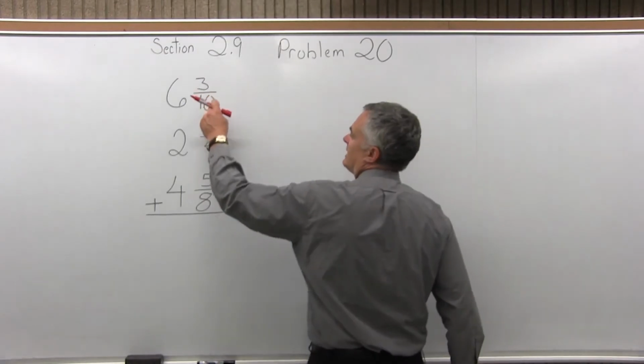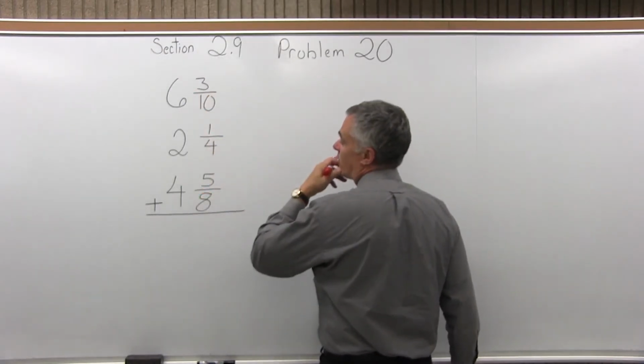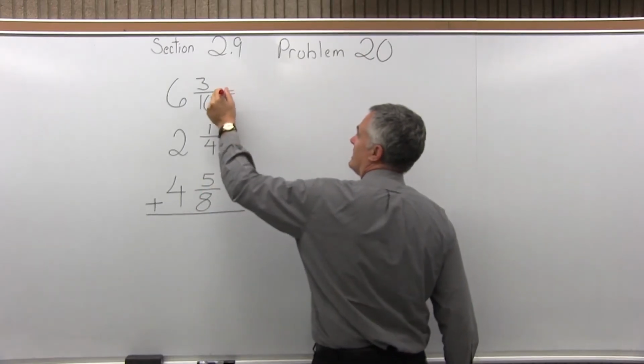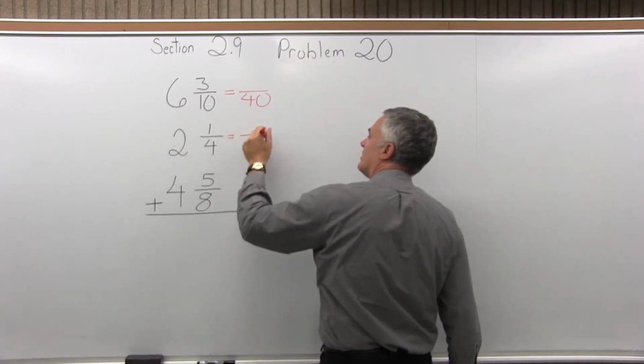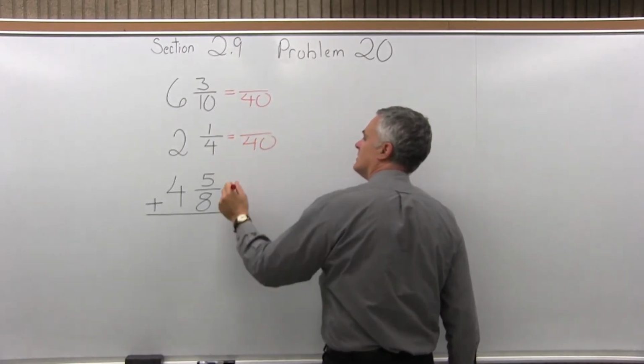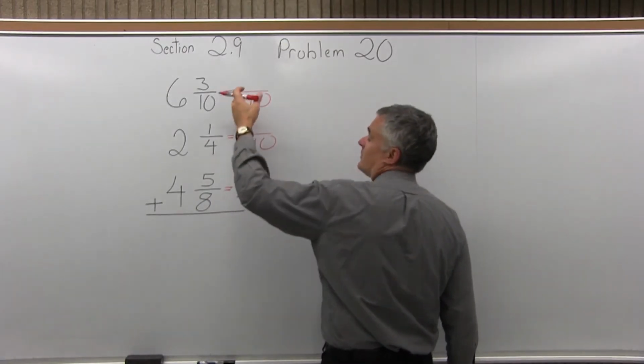So for 10, 4, and 8, a good common denominator would be 40. They all divide into 40 evenly. So let's make each fraction have a denominator of 40. Now, fill in the numerator.